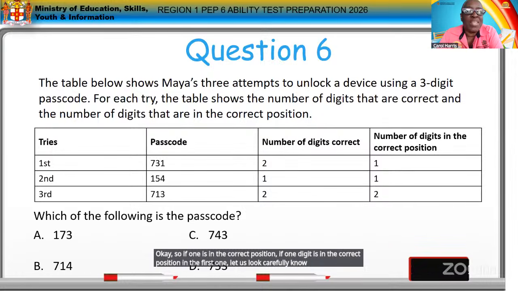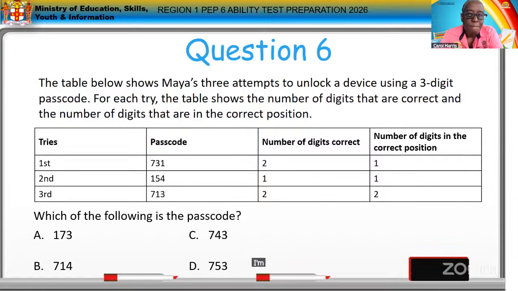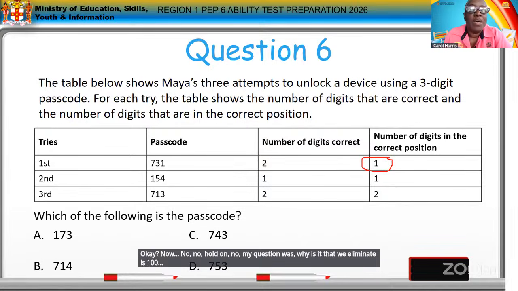Is 1 in that position in option A? I'm not hearing, miss. There's only one digit in the correct position in the first try. Yes. Okay, so we cannot use that. You have to move on to the second. No, hold on now. My question was, why is it that we eliminate? Is 1 in the same position in option A as in the first or the third try?